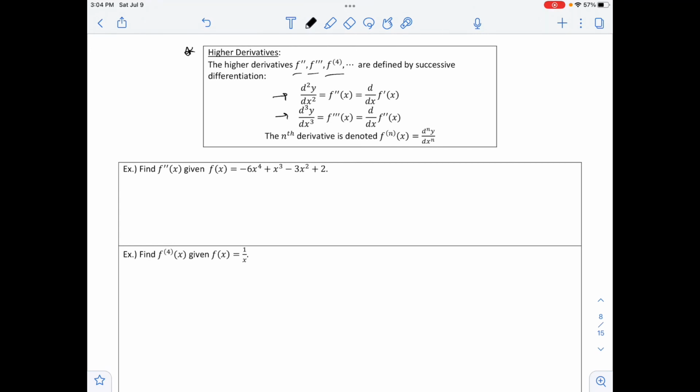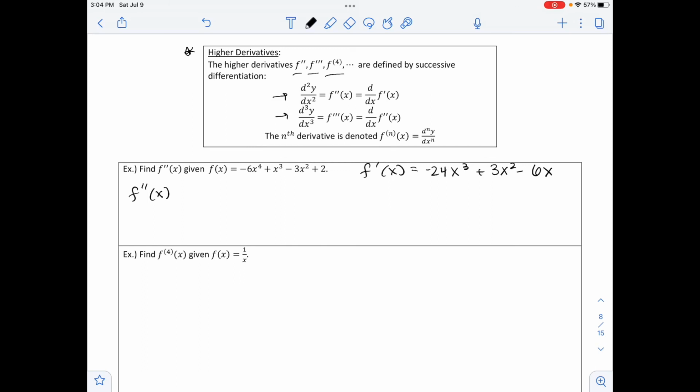So the example right below says find the second derivative given our function. But in order to do that, we can't just jump and do the second derivative. We actually have to find that first derivative. And so taking the derivative of f of x, we get negative 6 times 4, which is negative 24x to the third, plus the derivative of x cubed, which is going to be 3x squared, minus the derivative of 3x squared, which is going to be 6x, and the derivative of 2 is just 0.